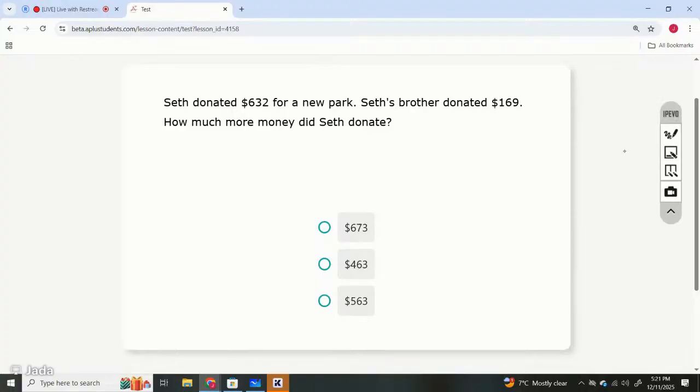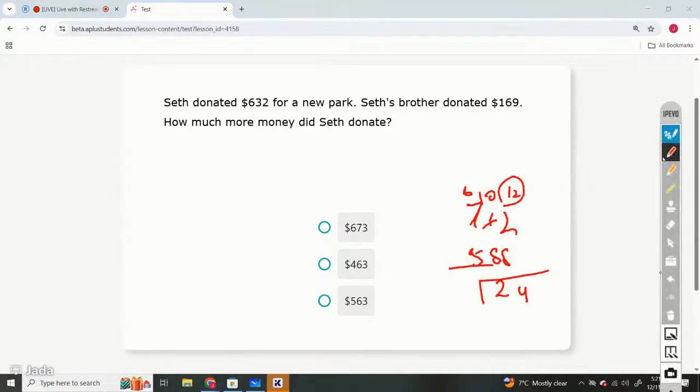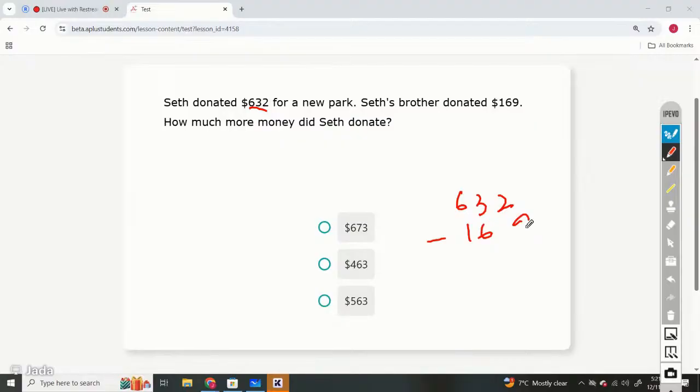Seth donated $632 for a new park. Mother donated $169. How much more did Seth donate? So that is 632 minus 169. We cannot subtract 9 out of 2, so we need to borrow 1. The borrow makes 12. 12 take away 9 is 3. Again, we need to borrow 1. 12 take away 6 is 6. Option 2 is the correct option. That is $463.